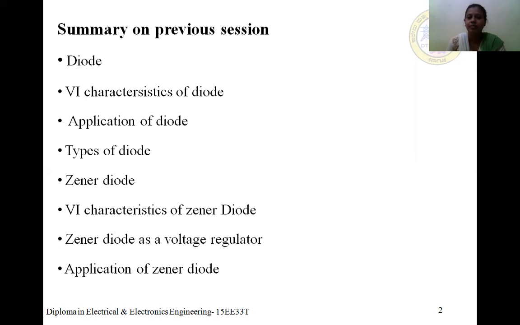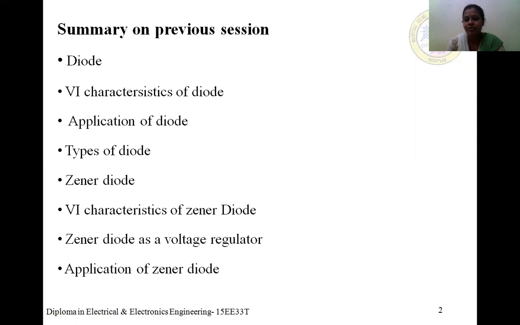Next, we saw the application of diode. Normally the diode is used for rectification purposes. All these things we studied in the previous session. Next, coming to the types of diode, we saw different types of diodes. They are Schottky diode, varistor, thermistor, step recovery diode, light emitting diode, and Zener diode.